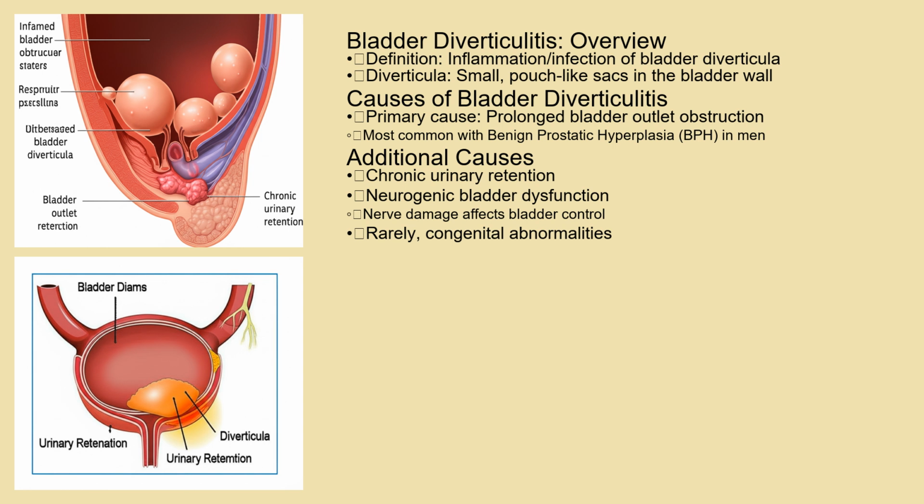The most common cause is prolonged bladder outlet obstruction, often due to benign prostatic hyperplasia, or BPH, in men. This obstruction increases pressure inside the bladder, weakening the bladder wall over time. Other potential causes include chronic urinary retention, neurogenic bladder dysfunction, where nerve damage affects bladder control, and rarely congenital abnormalities.